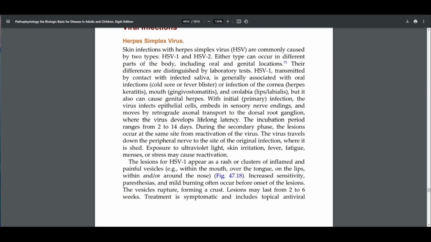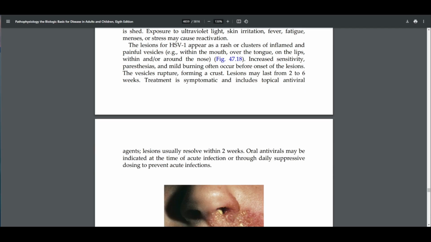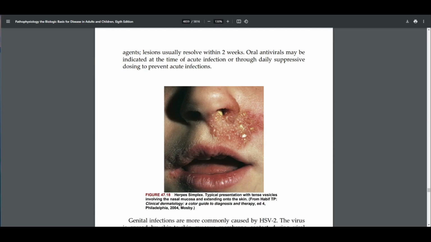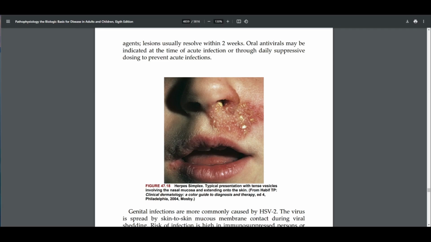The lesions for HSV1 appear as a rash or clusters of inflamed and painful vesicles. Increased sensitivity, paresthesias, and mild burning often occur before onset of lesions. The vesicles rupture, forming a crust. Lesions may last from 2 to 6 weeks. Treatment is symptomatic and includes topical antiviral agents. Lesions usually resolve within 2 weeks. Oral antivirals may be indicated at the time of acute infection or through daily suppressive dosing to prevent acute infections.